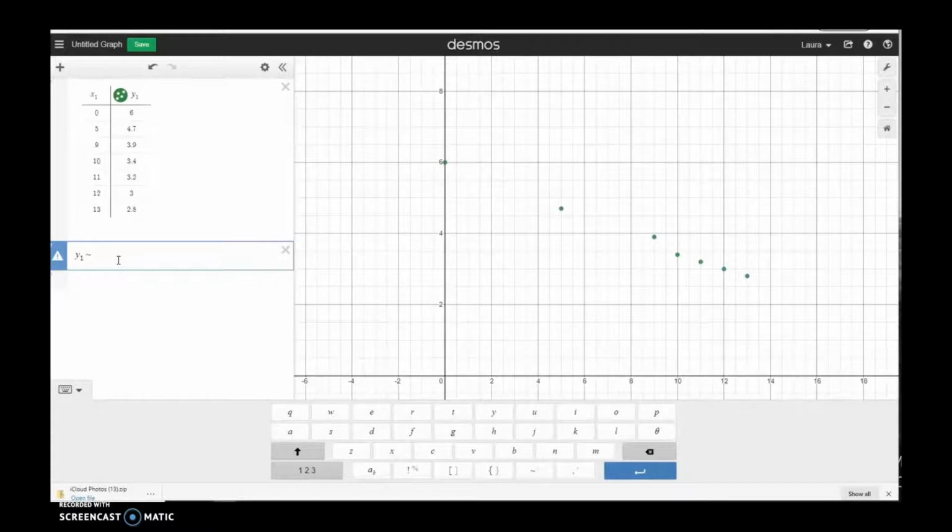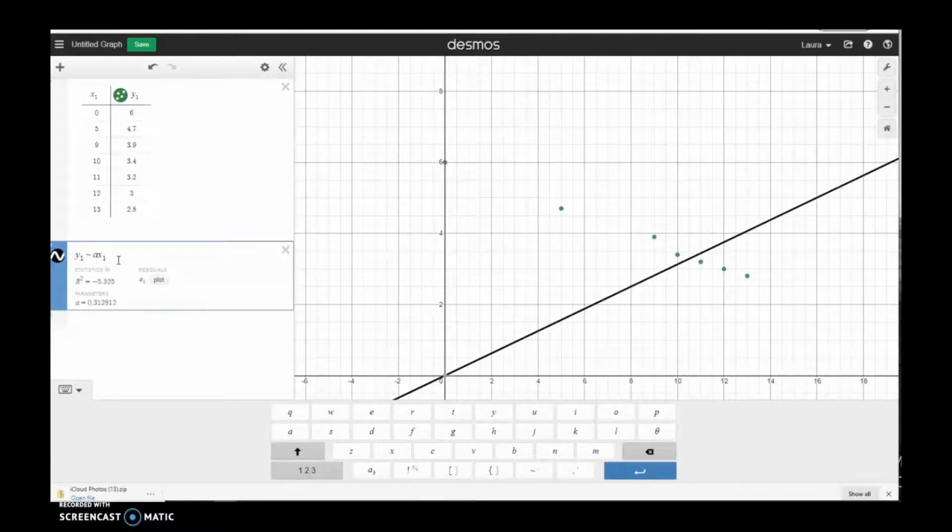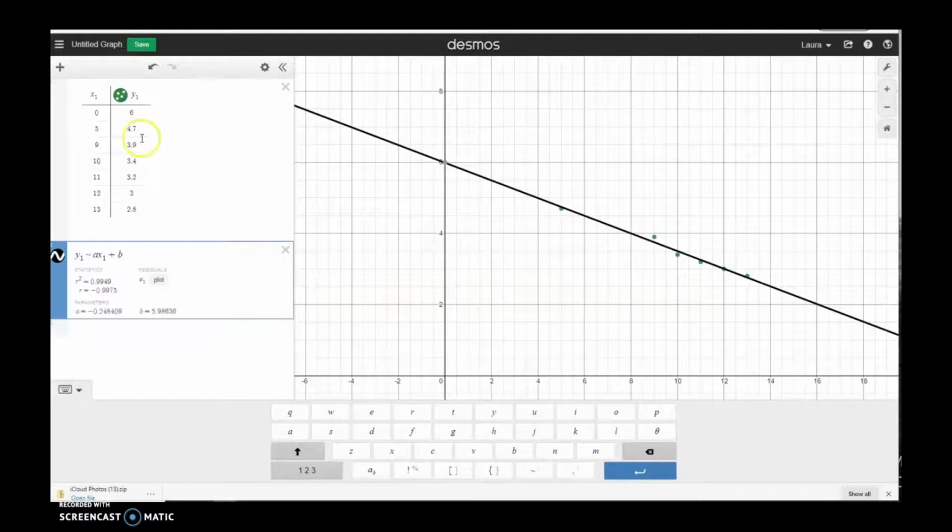And a line should look like y equals mx plus b, and we're going to use a times x1 plus b. I use x1 and y1 because that's what the data in the table are labeled. You don't want to use x and y. For some reason Desmos prefers that we use x1 and y1 when we're doing these regressions. The tilde tells Desmos that we want to do a regression, and the form that I give it is of a line.